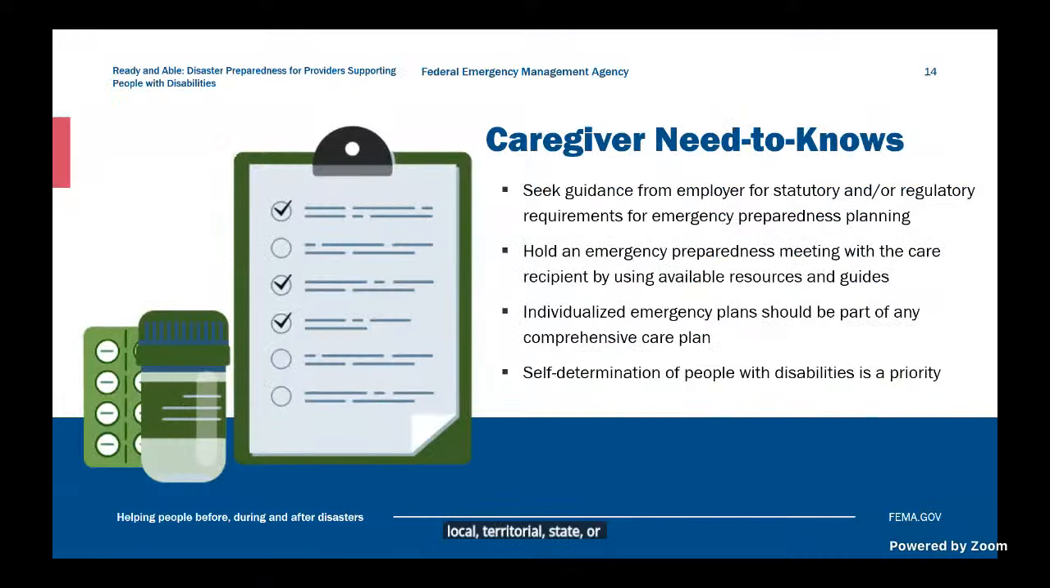So now I'm going to start getting into some of the caregiver specific information for you. And this one has a lot of text. So I'll give you a second to kind of look at it on your own before I discuss it.